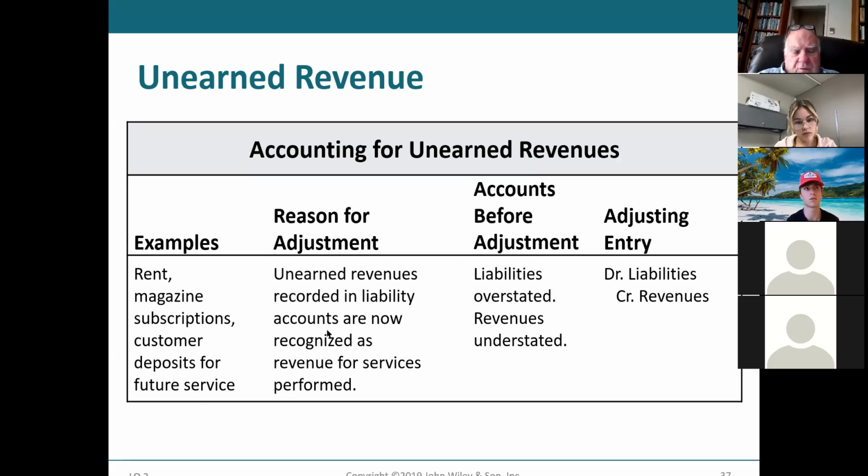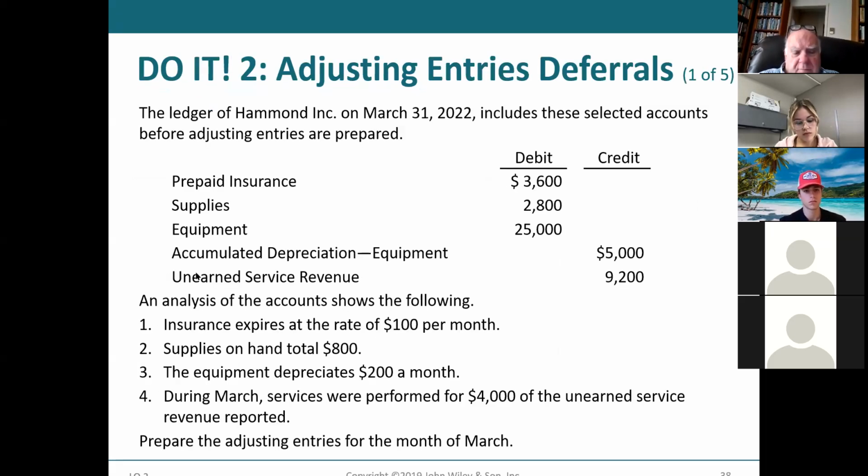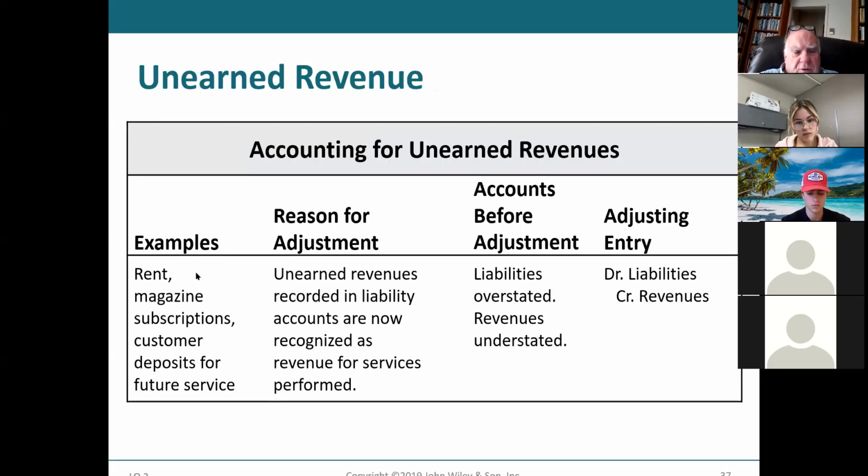Accounting for unearned revenue. What are we talking about? Rent, magazines. These are all businesses where subscribers and customers pay in advance for future events. Unearned revenues recorded as liabilities are now recognized as revenues when the service is performed. If we didn't make that entry, liabilities would be overstated, revenues would be understated. So there's our journal entry. We debit liabilities, credit revenues.